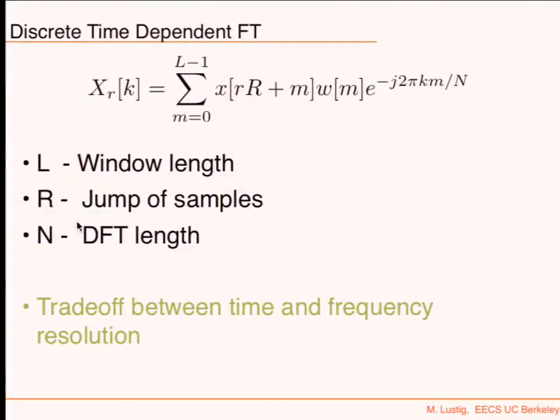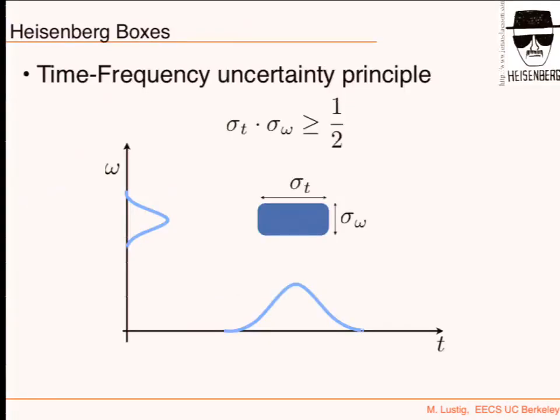And those will give you, basically, different interpolation of your time frequency signal. Okay? So there's a definite inherent trade-off here. And then we talked about these Heisenberg boxes last time.